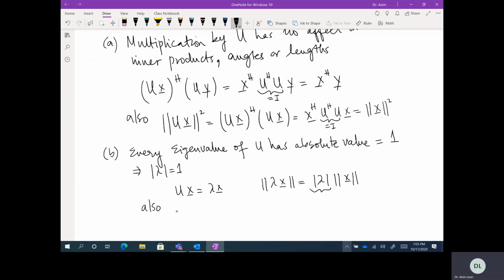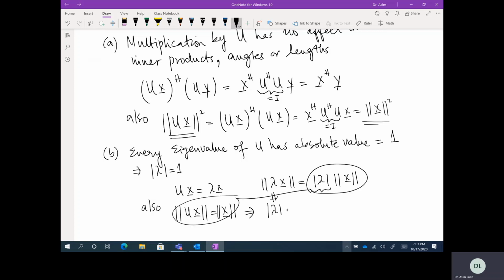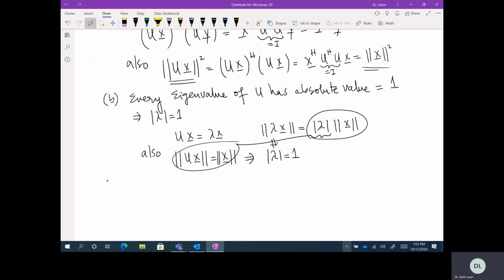Also, Ux equals x norm. This is from here. Ux equals x norm from here. So this implies lambda from here and here. When you combine them, this implies the absolute value of lambda is equal to 1.